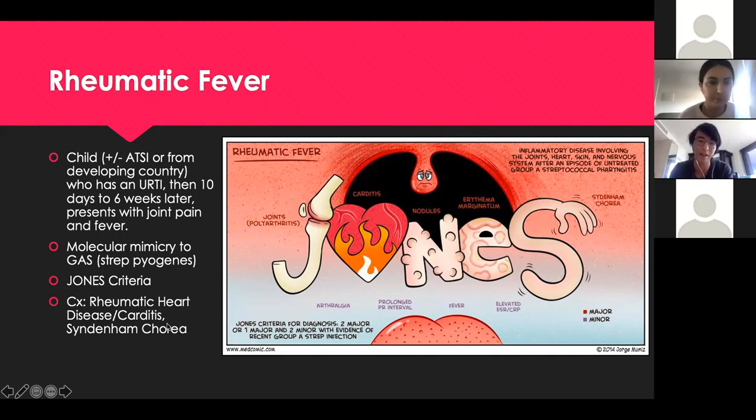And the reason we care is because if this becomes bad, you can have rheumatic heart disease or carditis, which can lead to heart failure, or you can have Sydenham's chorea, which is abnormal neurological disability, which can become really debilitating for patients.